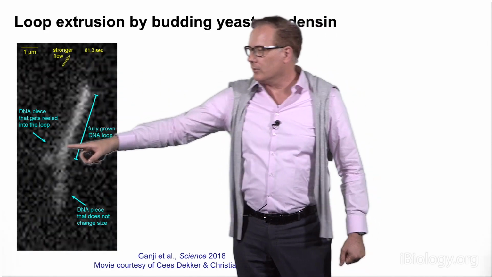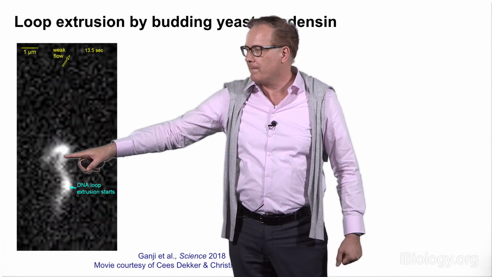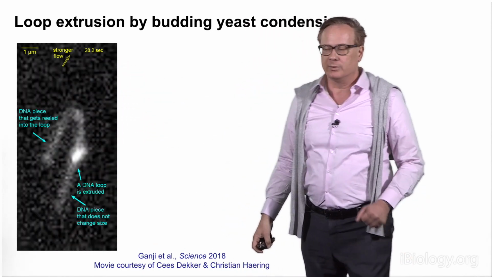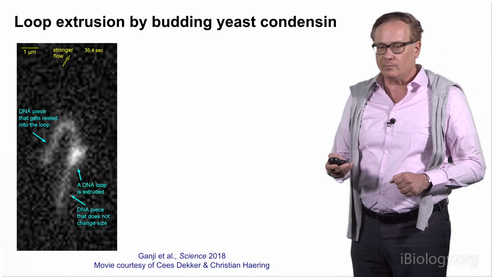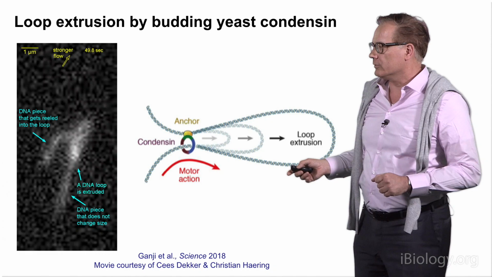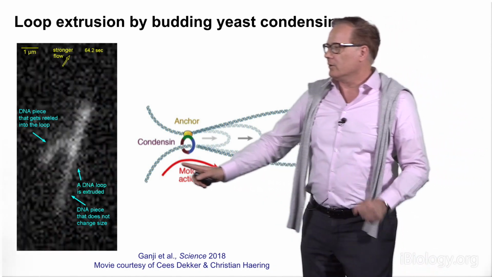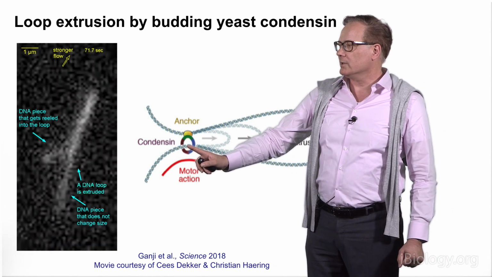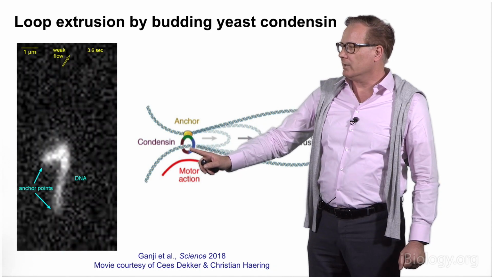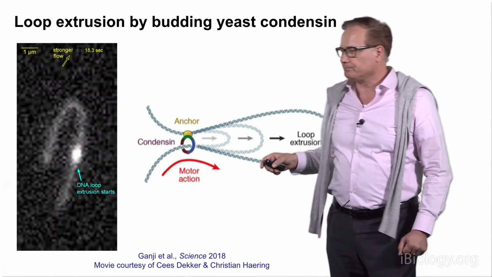The idea being that condensin must be sitting here in the center of this doubly tethered DNA molecule and must be pumping DNA from one side into a loop structure. And that's schematically shown in this illustration from the paper from Cees Dekker and Christian Haering, according to which condensin must be sitting on this doubly tethered DNA molecule and must be pumping DNA from it into such a loop-like structure, as you can see here.